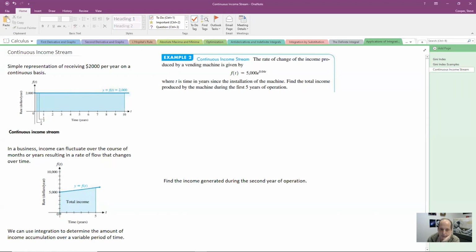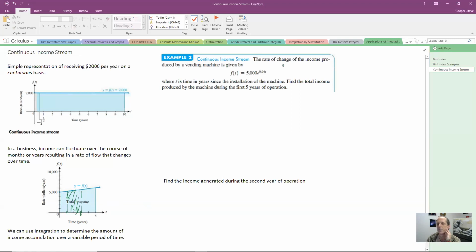I could say after the first 2 years, what's your total income? So we'll just integrate from 0 to 2. Or if we just wanted to know how much total income was generated between the first and third year, then we could integrate that portion and take into account this very slight curvature.